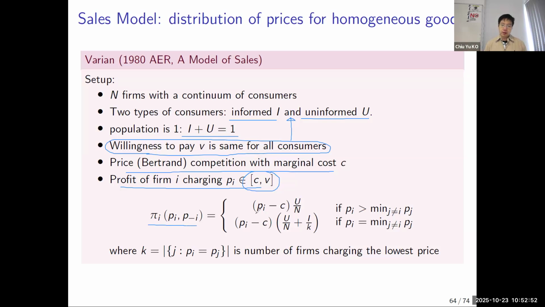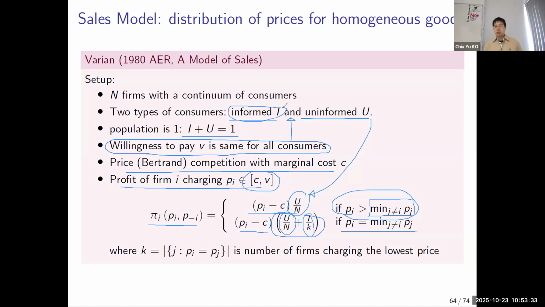The profit of each firm will be, this is the profit margin, okay, times how many sales they can make. Here, if your price is not the lowest, the minimum among the others, this means that if you're not the lowest in the market, you only get an equal share from the uninformed. Okay. If you are one of the lowest, you get your own third, but you also get a share of those who are looking for bargains.